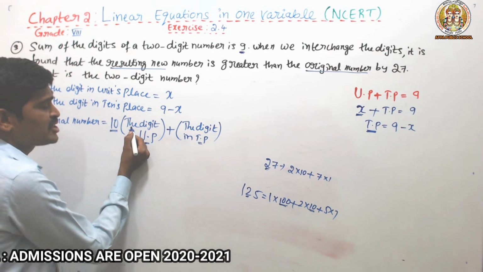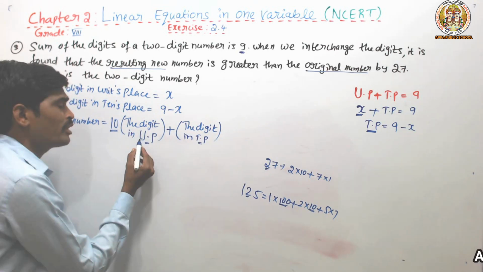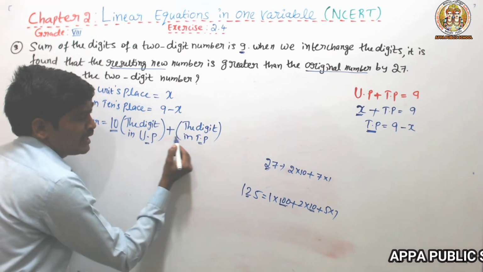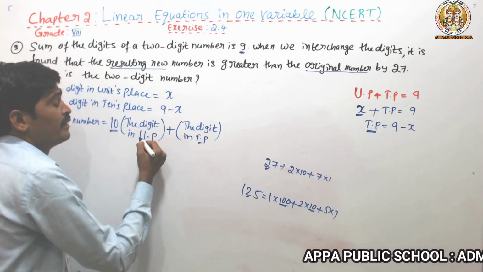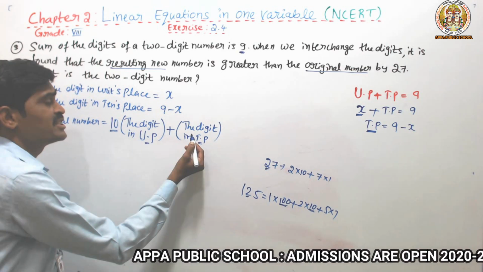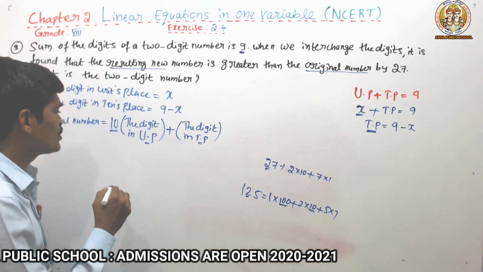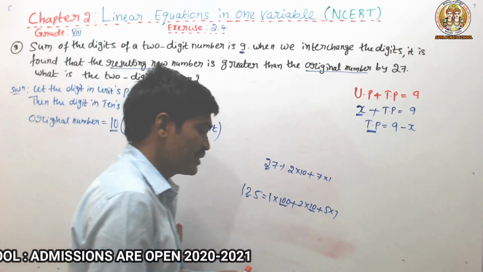And here next term, the digit in UP plus the digit in TP. And my dear students, don't be confused here, sir, why do we take UP and TP? First we can take TP, then we can take UP. No problem. Any order you can change the order. There is no change in result. Okay. So substitute the value here, my dear students.